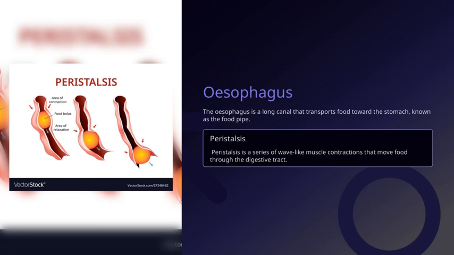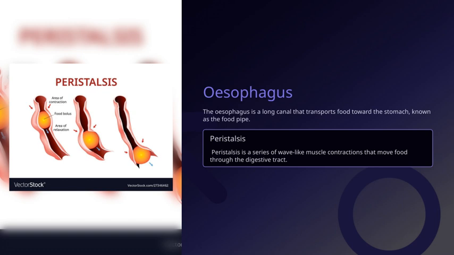It's essentially a long canal, often called the food pipe, that plays a crucial role in transporting food from your mouth down to your stomach. Think of it as a flexible tube that ensures food moves smoothly along the digestive pathway. Now, a key process that makes this happen is called peristalsis. This involves a series of wave-like muscle contractions along the walls of the esophagus. These waves push the food downward, ensuring it reaches the stomach efficiently.